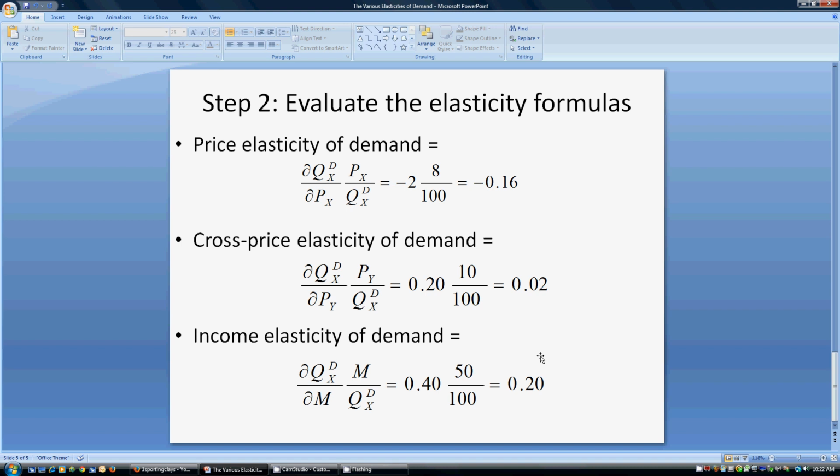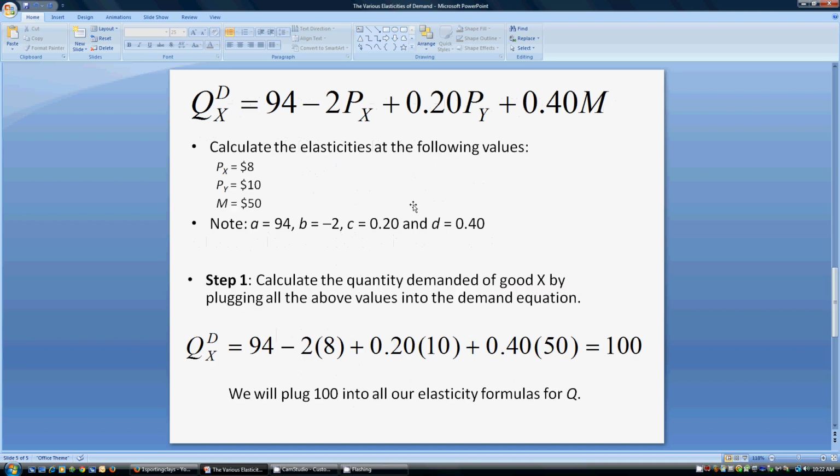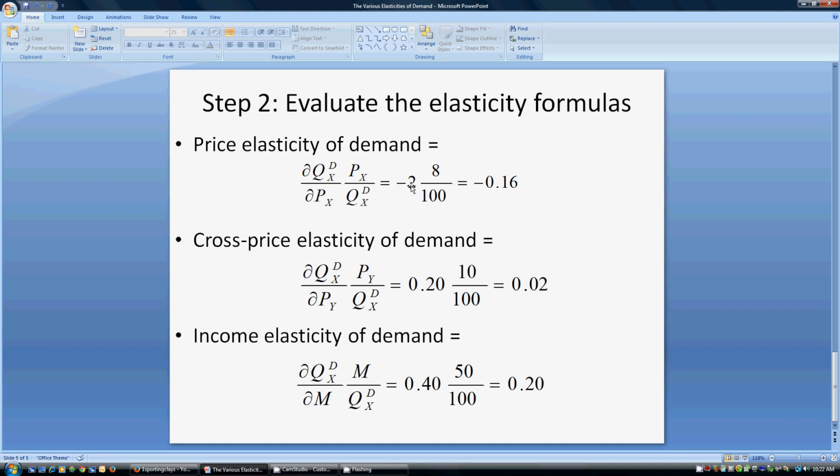So let's start with the price elasticity of demand. The partial derivative of the demand equation with respect to the price of good X is minus 2. That is just our B term, the coefficient in front of the price of good X. Then we're going to multiply this B term, this minus 2, times the price of good X, which we're told is $8. And then we're going to divide it by the quantity demanded of good X, which we just solved in the previous slide. We found that the quantity demanded of good X is 100. So we get minus 16 over 100, or minus 0.16.